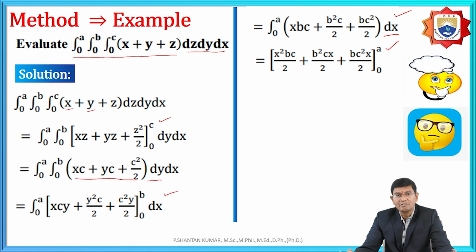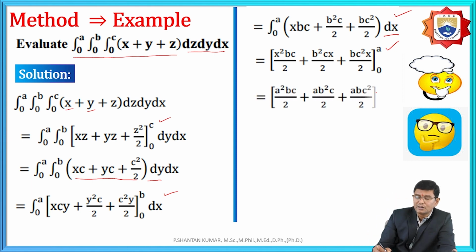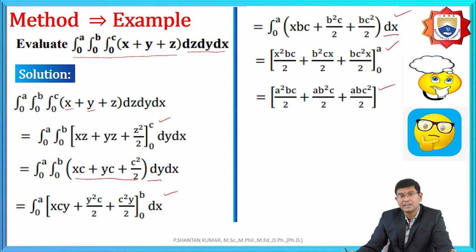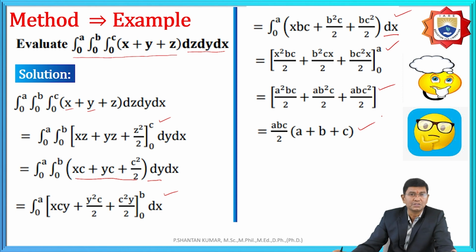Now again we need to replace x with the upper limit a and lower limit 0. Therefore the solution will be a square bc by 2 plus ab square c by 2 plus abc square by 2. Now if we take out common abc by 2, the value is abc by 2 into a plus b plus c, which is the required solution.